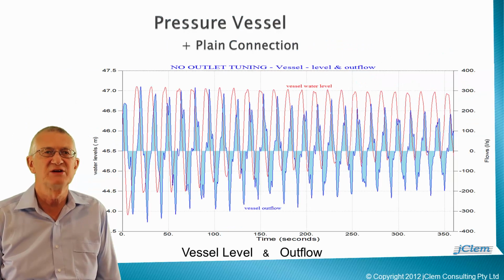Let's use the simulated results of pressure vessel water level and its inflow-outflow rate to gain further insight into the dynamic behaviour of the system. A pressure vessel with just a plain connection between the pipeline and the vessel has a very dynamic resonant response. Water level in the vessel oscillates up and down, rapidly and regularly. Recall that the pipeline offers very little friction loss to attenuate the energy available during surge events.